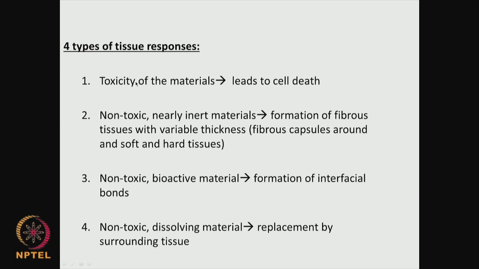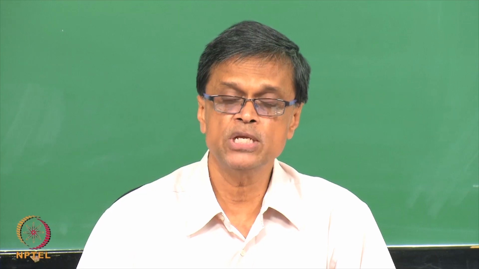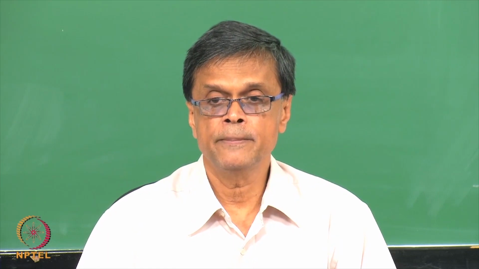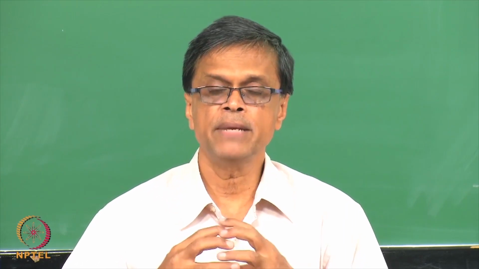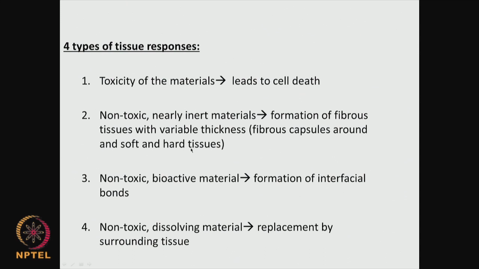We can look at different cells which are related to the human system, and then find out the toxicity of the material. If you have non-toxic nearly inert materials, for example, PTFE, originally if you look at biomaterial history, the second generation, it was felt, can we have inert material as biomaterial. PTFE, PVC, they are extremely inert. Okay. So, what happens? Formation of fibrous tissues with variable thickness. So, you are going to have the entire material encapsulated by fibrous tissues. This is called fibrous capsule around, this could be soft and hard tissues.